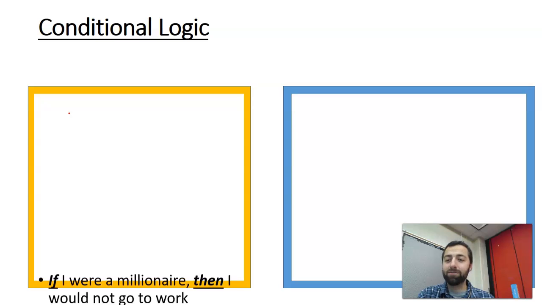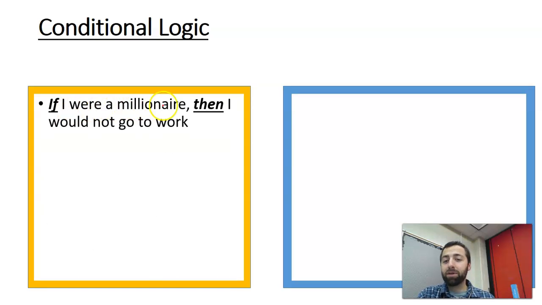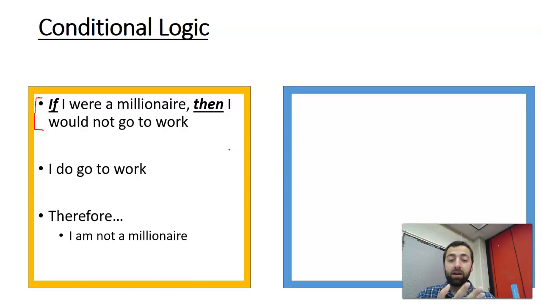So what I'm telling you is that if I were a millionaire, then I would not go to work. This is true. We have to accept this. And this entire compound statement is true. Now, I'm doing this video. You guys have to listen to me. So evidently, I do go to work. So if I am going to work, then therefore we can conclude I'm not a millionaire.